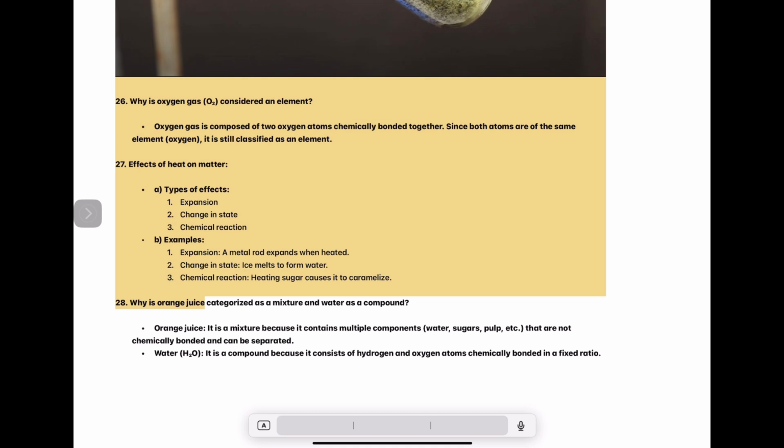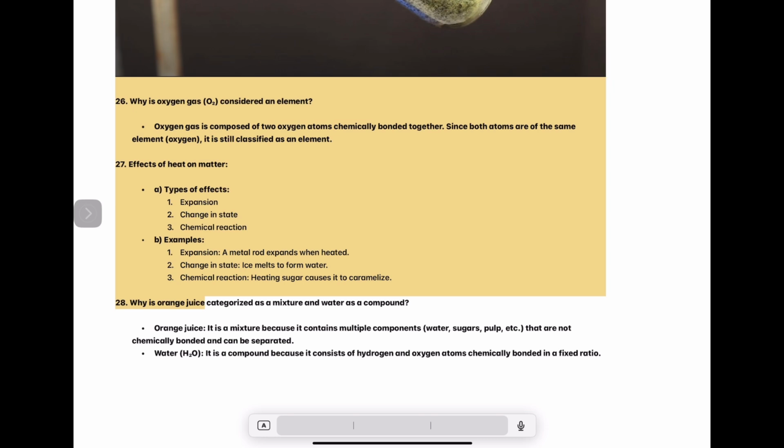27. Effects of heat on matter. A. Types of effects: 1. Expansion. 2. Change in state. 3. Chemical reaction. B. Examples: 1. Expansion: a metal rod expands when heated. 2. Change in state: ice melts to form water. 3. Chemical reaction: heating sugar causes it to caramelize.